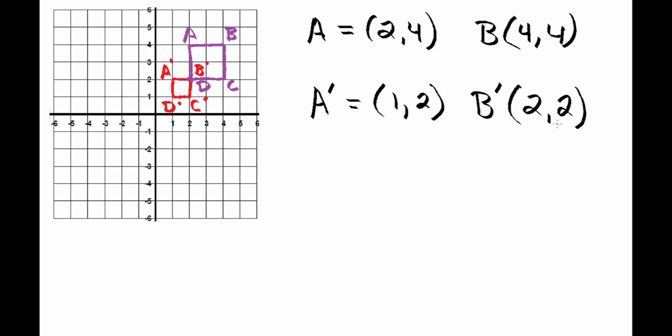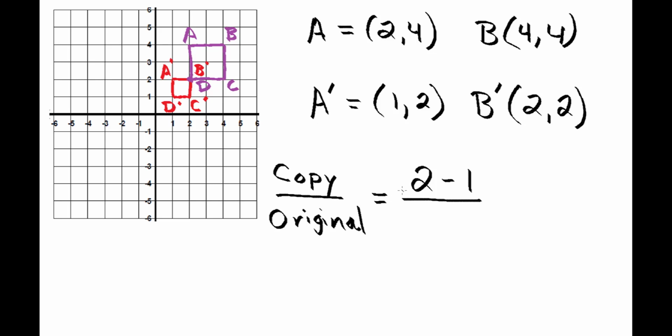So if we focus on the x coordinates for these two to figure out how far these change, the way that I remember it is I go copy over original. So if we look at the lengths and the scale factor for the lengths, the scale factor is the copy, so that's the A prime and the B prime. So if we look at the x coordinates, we're going to start with B, and we're going to go 2 minus 1. And then for the original, we start with B, so it would be 4 minus 2. And so our scale factor would be 1 over 2.